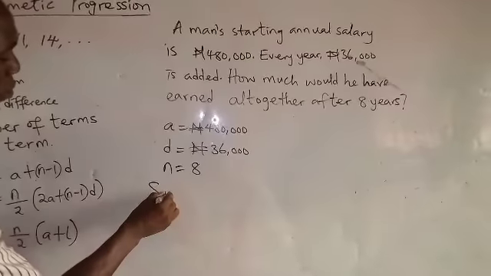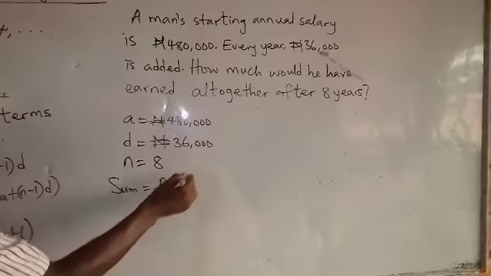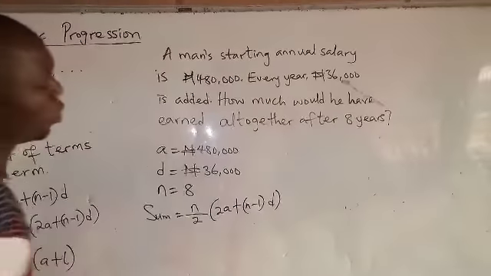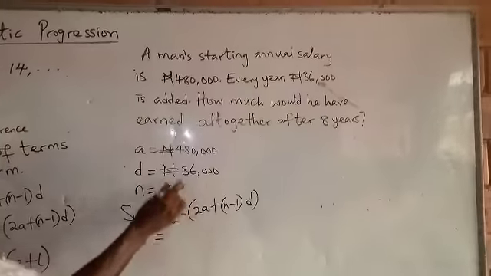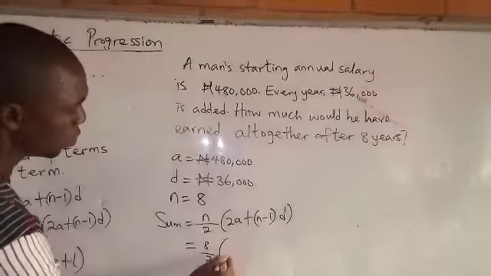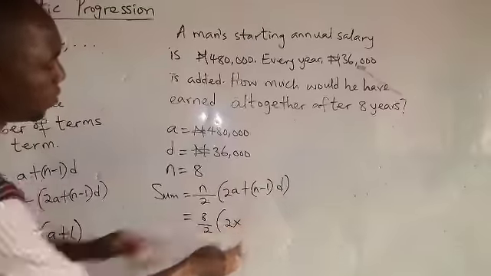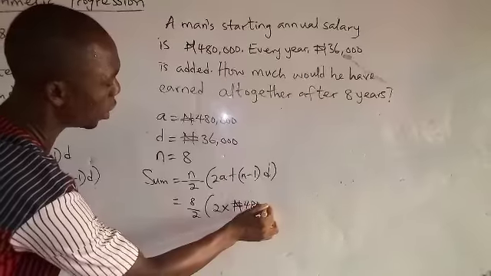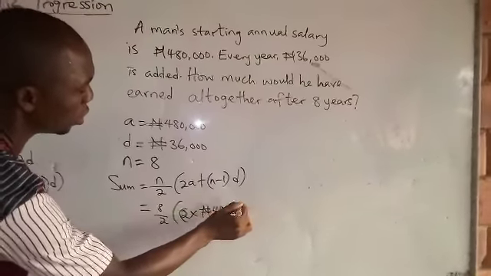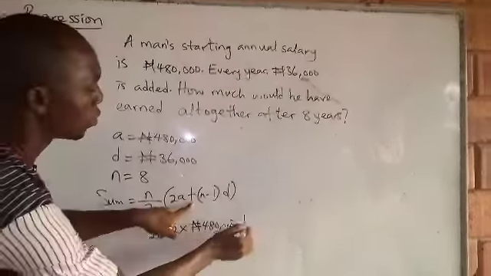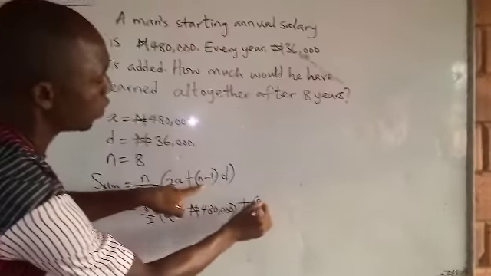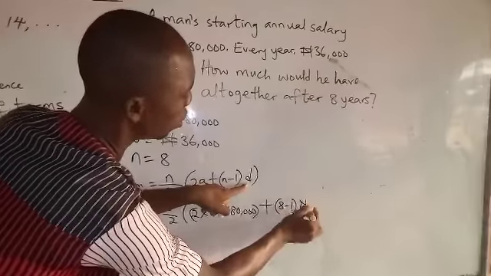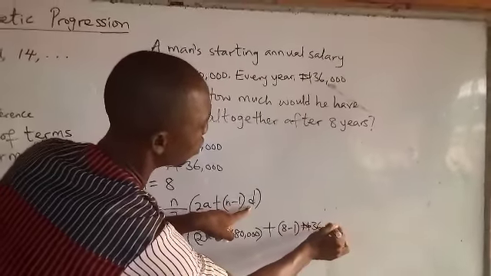The sum will be N over 2, (2A plus (N minus 1) multiplied by D). So my N is 8, that is 8 over 2. 2A means 2 times. My A is 480,000 naira. So I'll put this one in a separate bracket. Plus, N is 8 minus 1. My D is what? The common difference, which is 36,000 naira.